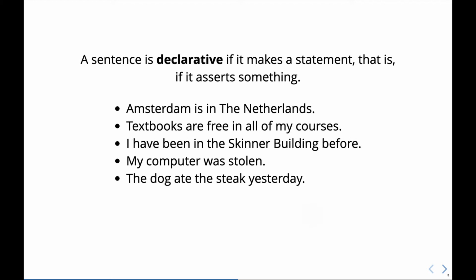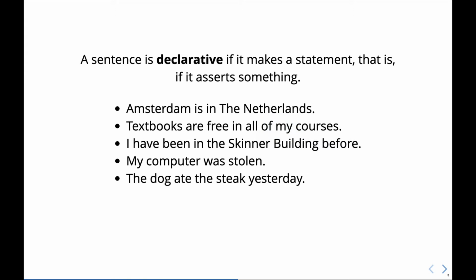So, for example, Amsterdam is in the Netherlands. This is a sentence, and it's asserting that the city of Amsterdam is actually in the country of the Netherlands. So this declarative sentence asserts a proposition. Another example, textbooks are free in all of my courses. Now notice this used this word my. So textbooks are free in all of my courses.